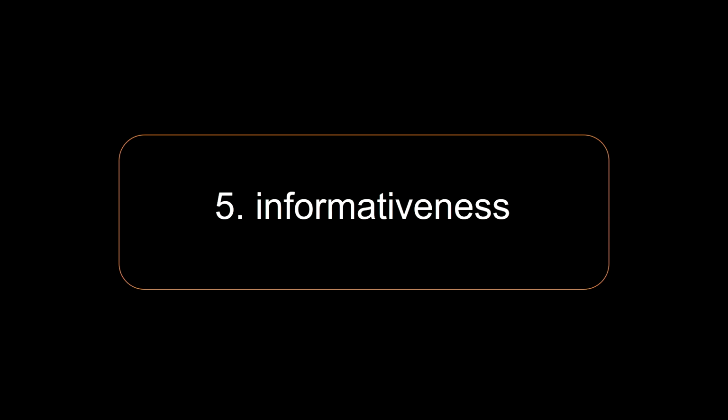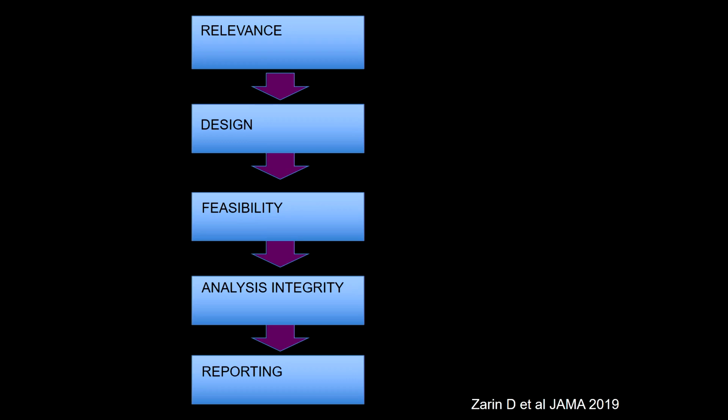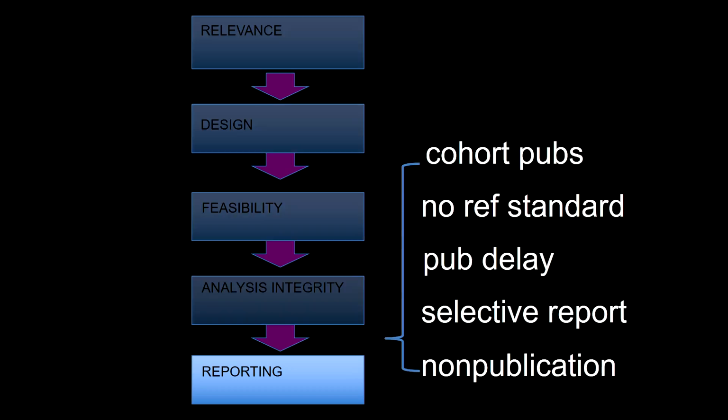Let me talk briefly about the challenge of informativeness. I've written elsewhere that trials, in order to be ethical, need to fulfill these 5 different requirements to inform healthcare systems. Here I want to just talk about one element in particular, the issue about reporting early phase research.